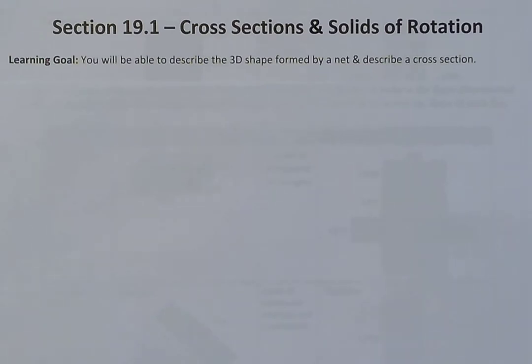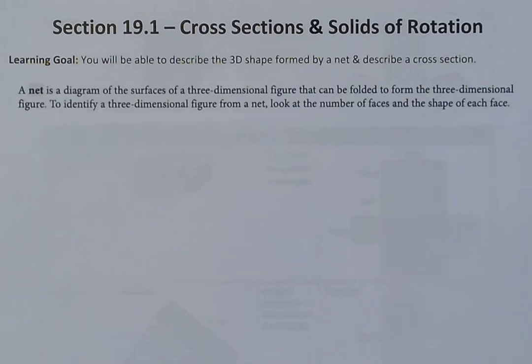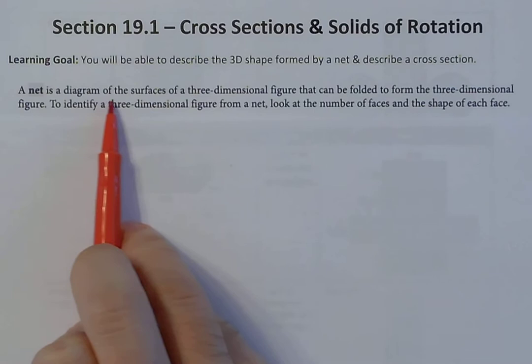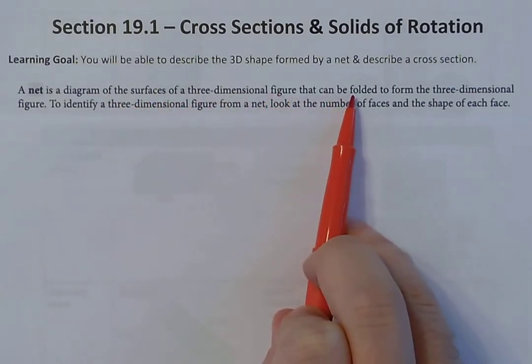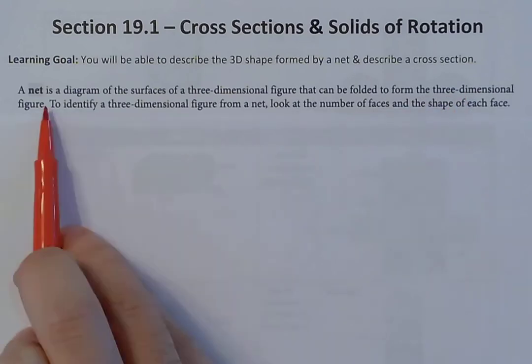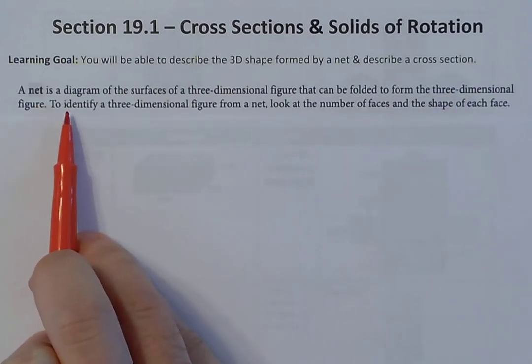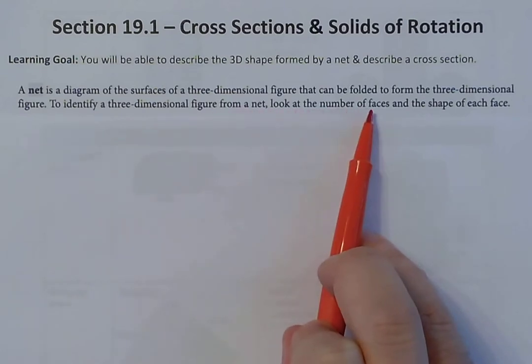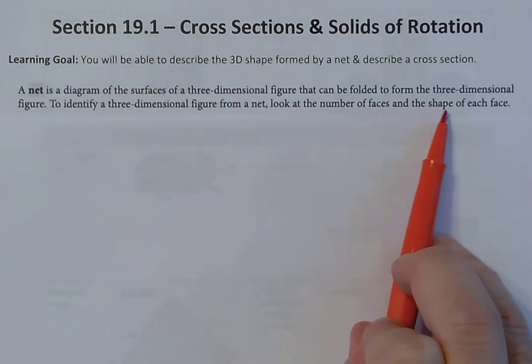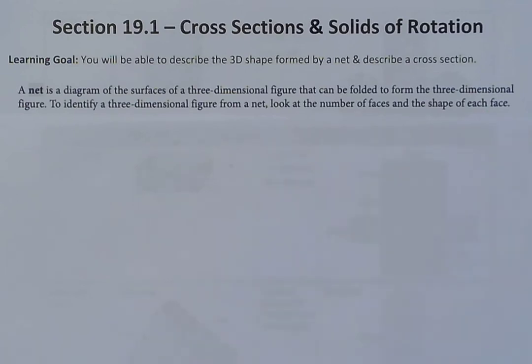So the first thing we're going to talk about is nets. A net is a diagram of the surfaces of a three-dimensional figure that can be folded to form the three-dimensional figure. To identify a three-dimensional figure from a net, look at the number of faces and the shape of each face. So, what is a net?